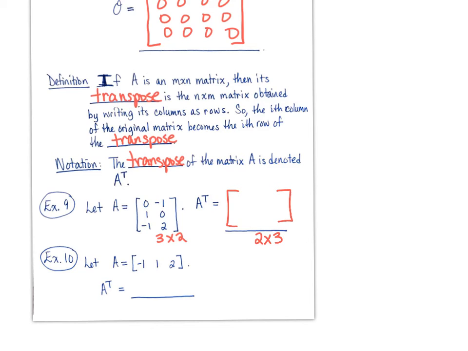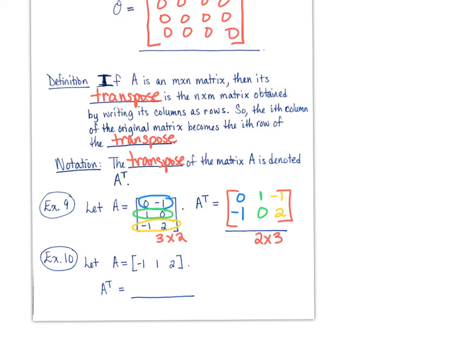So the first row is going to become our first column. So we're going to have 0, negative 1. Our second row is going to become our second column. And then our third row is going to become our third column. So that's the transpose. So if A is the 3 by 2 matrix, given A transpose is that 2 by 3 matrix there.